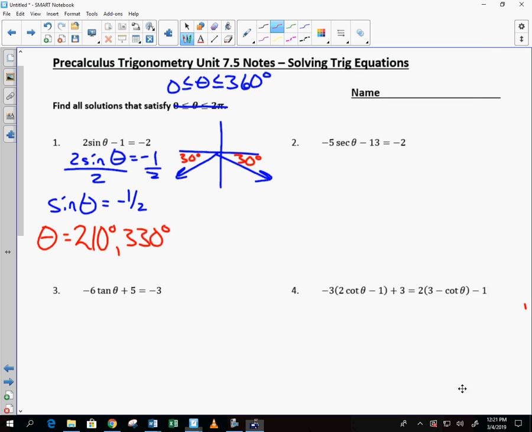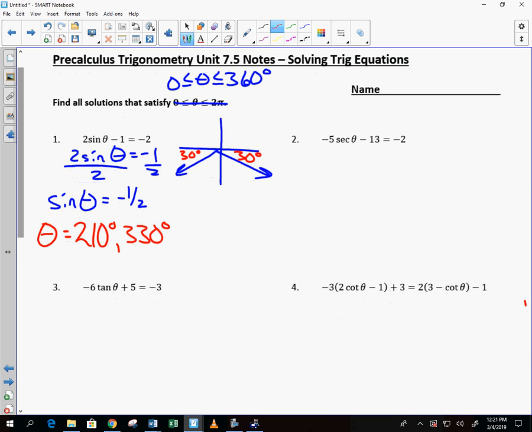It is cool. Number 2, what's different? Secant. No problem for us because we're geniuses. Add the 13 over, I get 11. Divide by negative 5. Secant of theta is equal to negative 11 over 5.